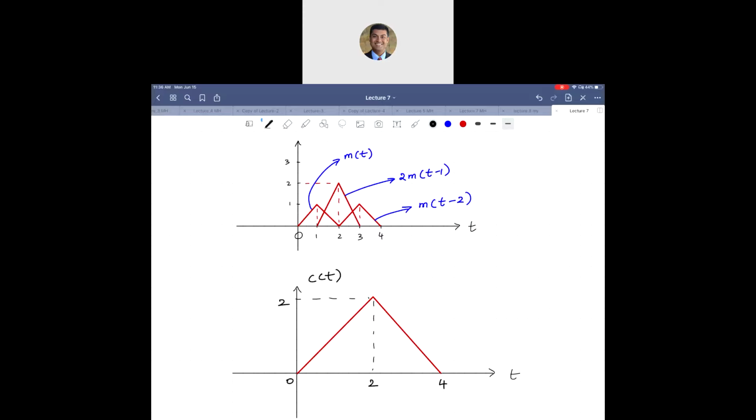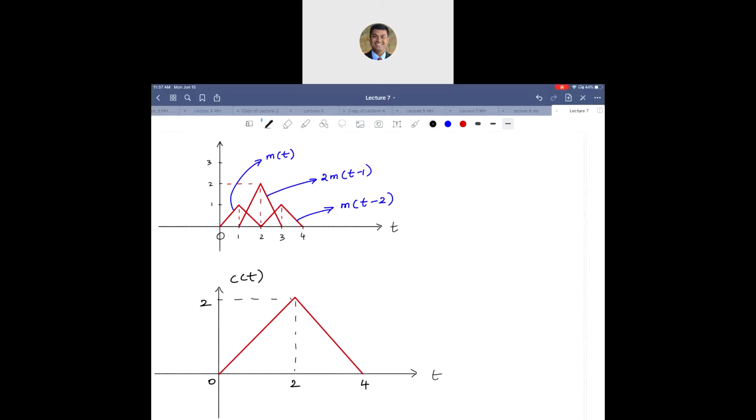Questions about this example? All right, let's move on here.